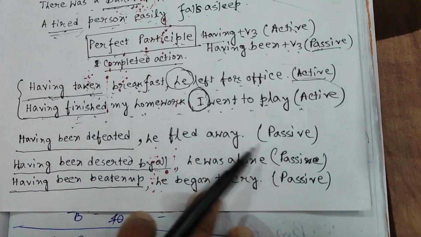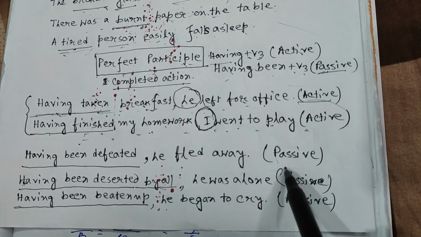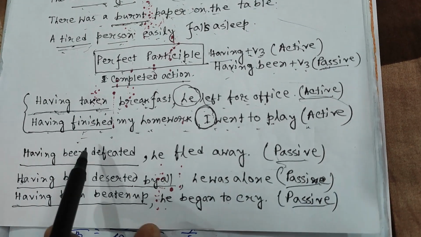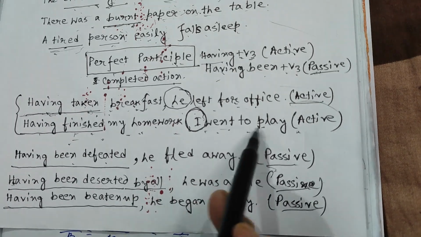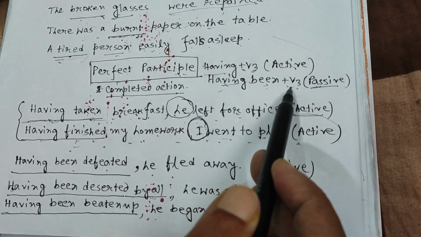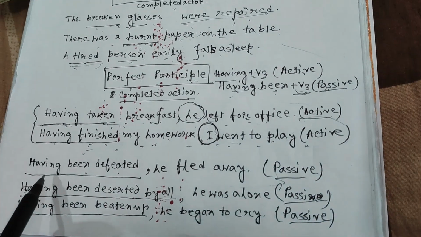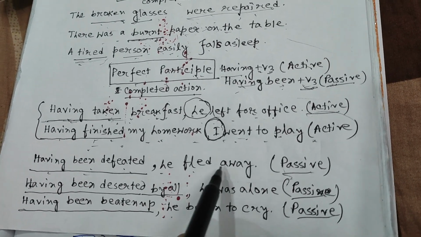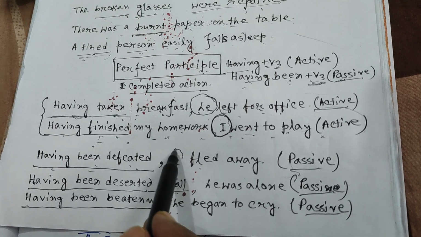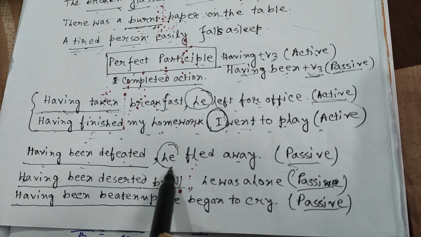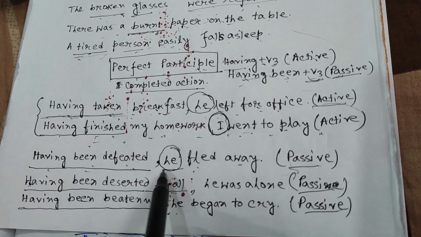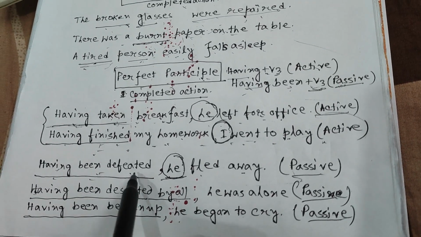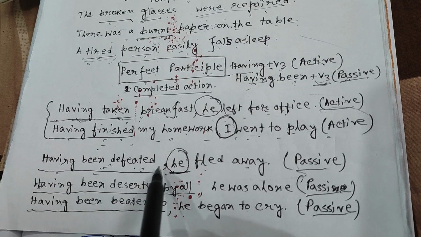Now let us come to the perfect participle in passive form. Having been defeated, it is created by having been plus V3 form. That is why having been defeated, he fled away. Here the subject is he. So having been defeated, he was defeated not by him.